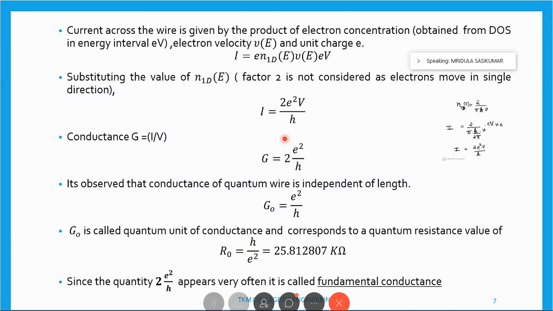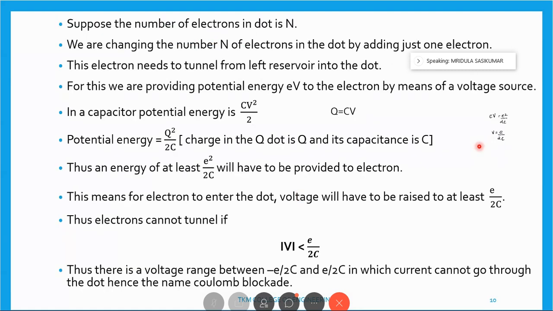Another place where I showed a formula was here. The potential which we are giving is eV, right? So eV is given as e square by 2C. That eV, which is the potential energy, is equal to e square by 2C, which means e into e by 2C equals eV. When you cancel e from both sides, what will you get? The voltage. The first one is the equation for potential energy, and now we are finding the voltage. The voltage will be e by 2C, right? So that is how.